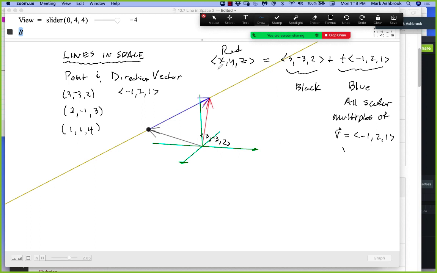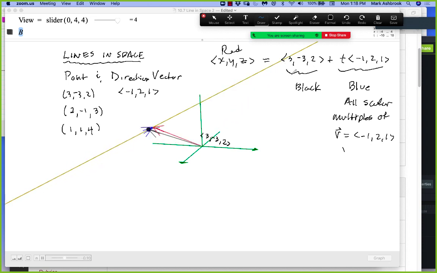So you have all possible points. You have a given point, and then you have your direction vector, and you're going to scale that to any length, the way I'm showing here. And then by adding the black plus the scaled version of the direction vector, you get every point on the line, which is the red vector.